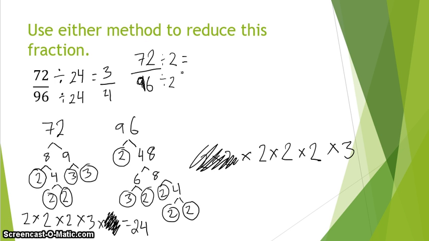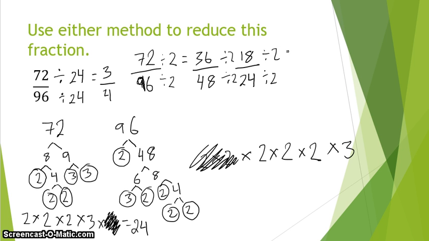So 72 divided by 2 will give me 36. 96 divided by 2 will give me 48. I can keep going. 36 divided by 2 will give me 18. 48 divided by 2 will give me 24. I can divide it by 2 again. Oops. 18 divided by 2 will give me 9. 24 divided by 2 will give me 12. Now, I know that I can divide 9 and 12 by 3. And 9 divided by 3 gives me 3. 12 divided by 3 gives me 4. I get the same answer.